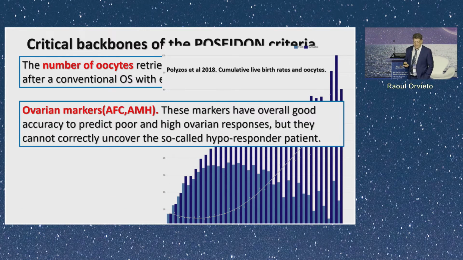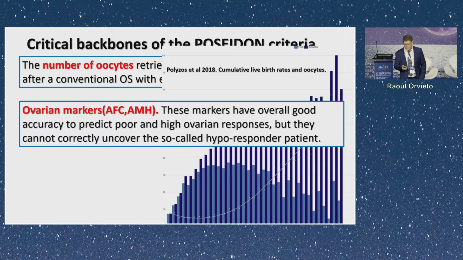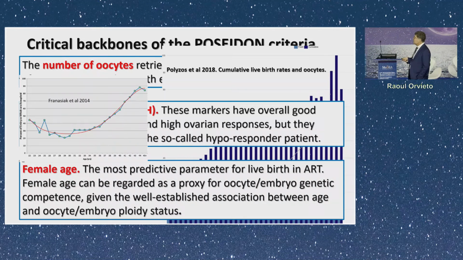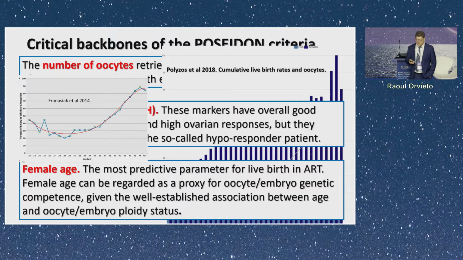The second backbone is the ovarian markers, AFC and AMH, and again, you heard a whole presentation on each of them. These markers have overall good accuracy to predict poor or high ovarian responses, but they cannot correctly uncover the so-called hypo-responders. And you know that hypo-responders have a good ovarian reserve and low oocyte yield, and we concentrate also on this.